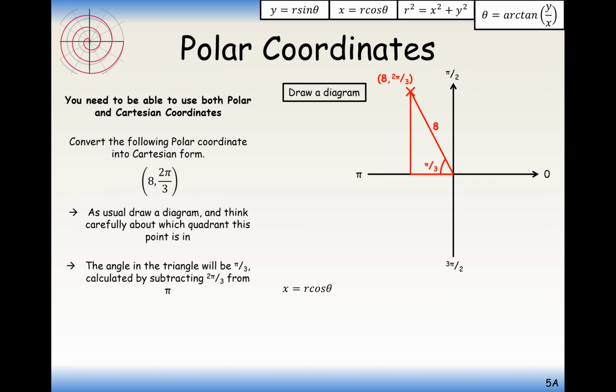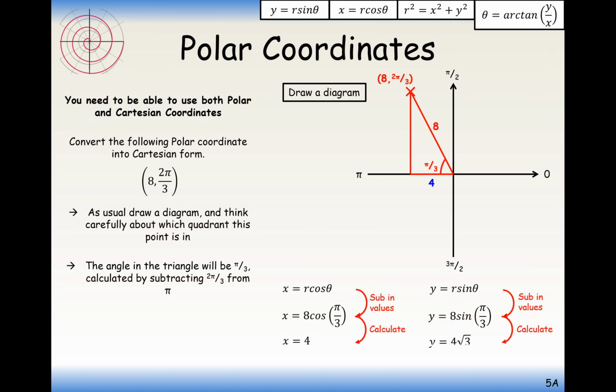So x equals r cos theta is the first one. Just sub in the values. 8 is r, theta is 2 pi by 3. Or you could do pi by 3 if you're referring to this triangle over here. You can just substitute 2 pi by 3 in though. If you plug in 2 pi by 3, you'd get minus 4, which is actually the coordinate that it is. And if you plug in r sine theta, you're going to get 4 root 3.